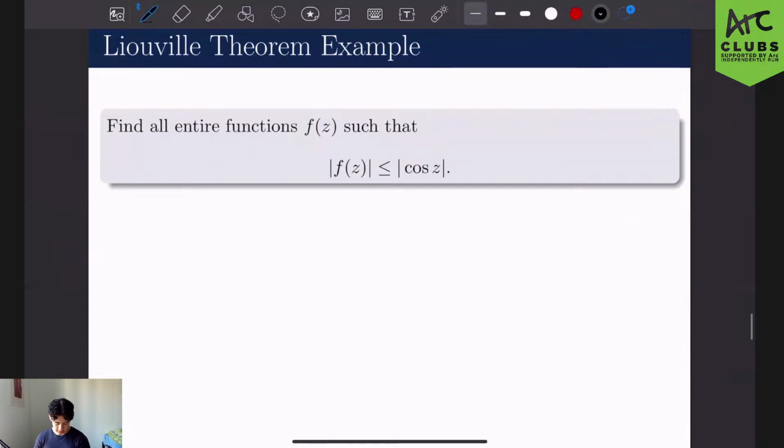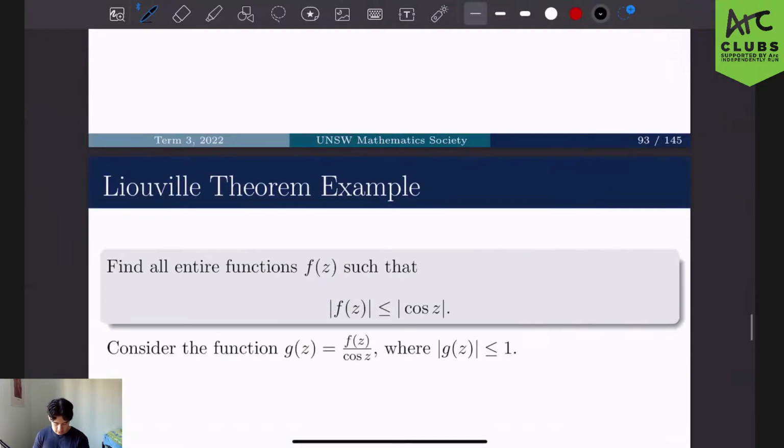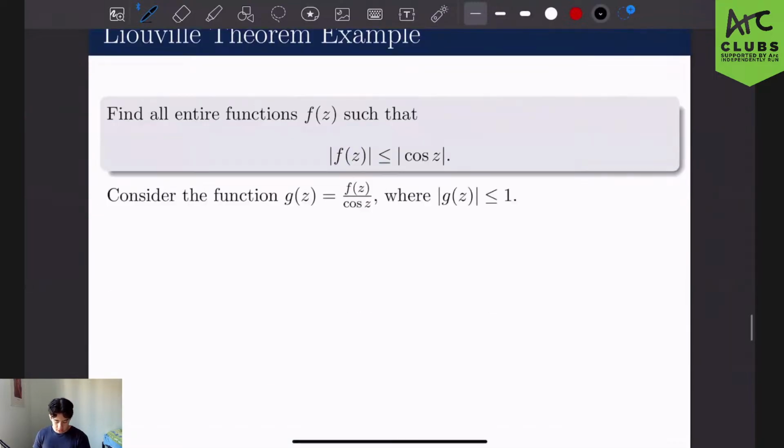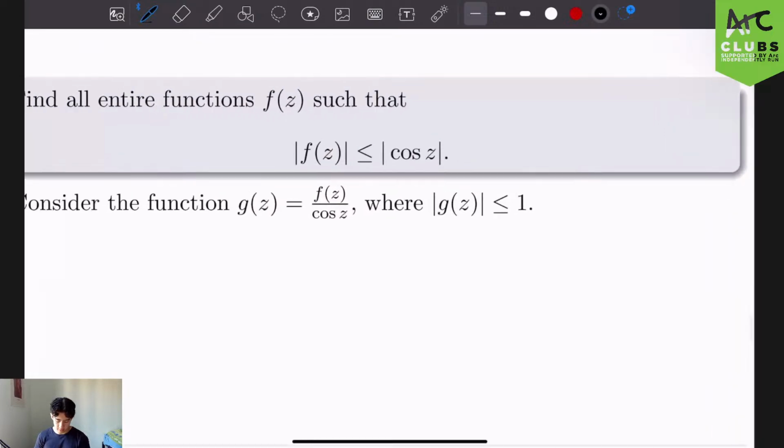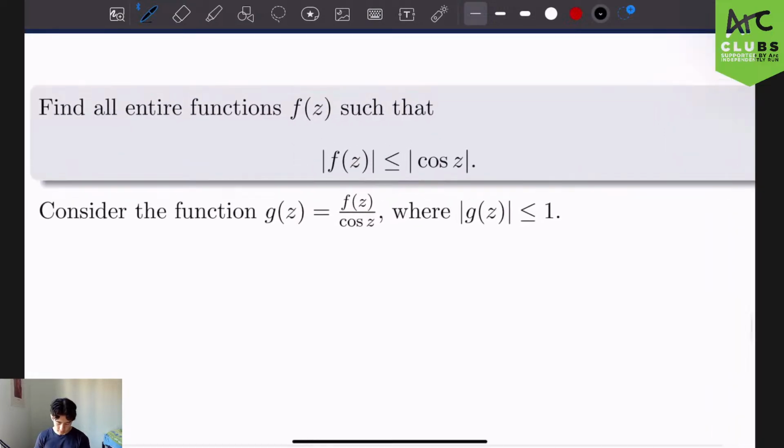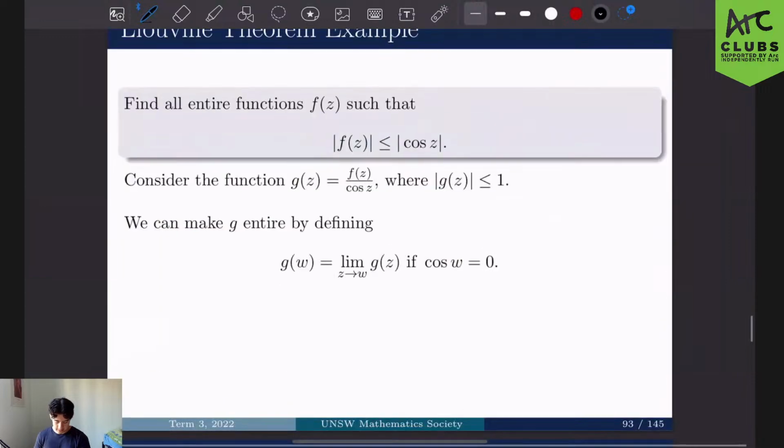Alright, we've got an example, last example here. Find all entire functions f of z such that the size of f of z is less than or equal to the size of cosine of z. So we'll just consider a function here. This would satisfy our equation. So this is going to be less than this, which means the size of this is going to be less than or equal to 1.